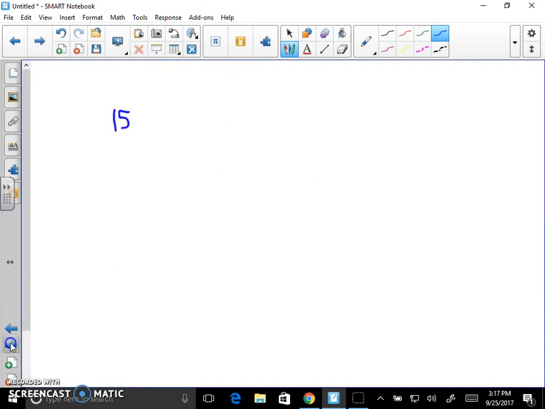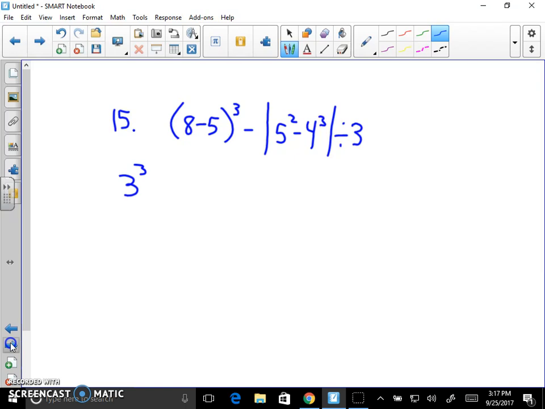I'm going to do 15, and we have 8 minus 5. I'm trying to keep to the left-hand side of the board because I'm having some trouble with the board. So let's do inside parentheses first. 8 minus 5 is 3. I have to move it over. It should be working underneath, but I'm having trouble with my board.